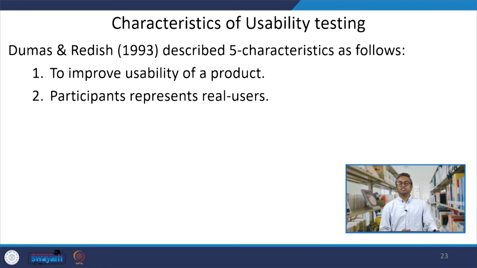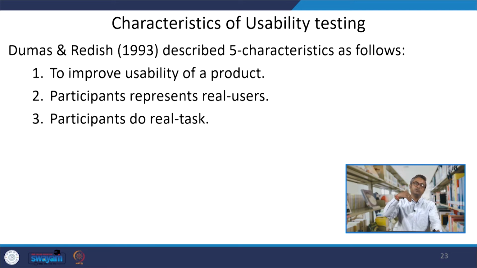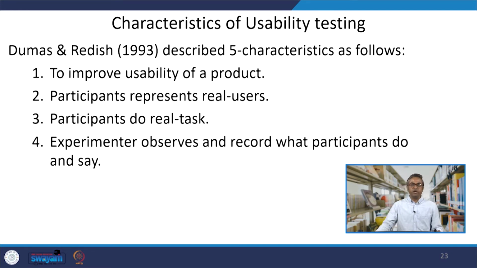It does not matter whether these participants we have selected are from the college, from the market, or from the old age house, but what does it mean? What do these participants represent? They represent real users. How the real users, the real world, are going to use the product. That is what they are representing. Participants have to do a real task, which means that whatever I am asking my user to do in the real world, the same task my participants have to do, and that is why we are calling our participants real users, because they are going to execute the real task.